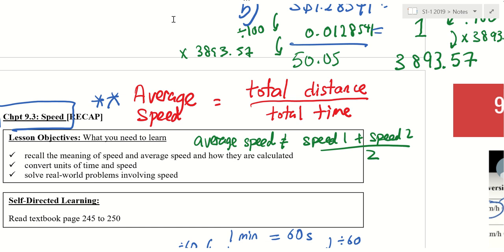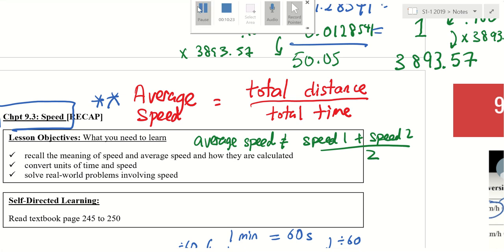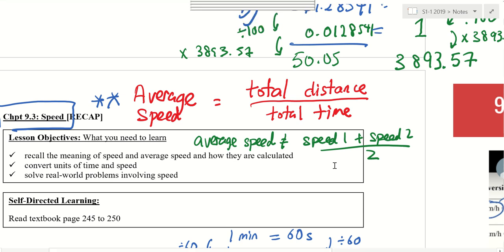So now that you have copied down, I will look at a question now. Some of you are still writing, so I think you are still copying. Anyone? Now let's go down.